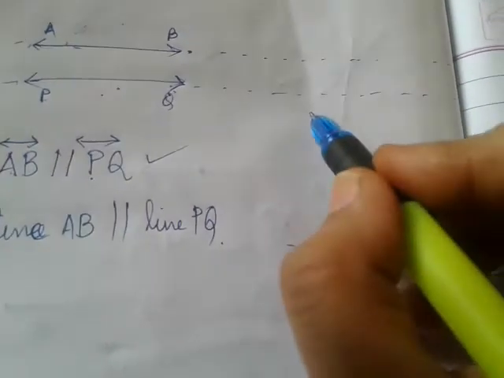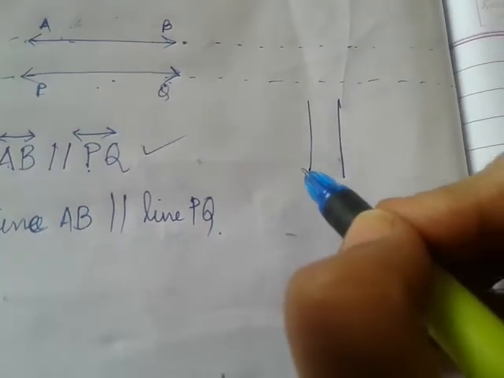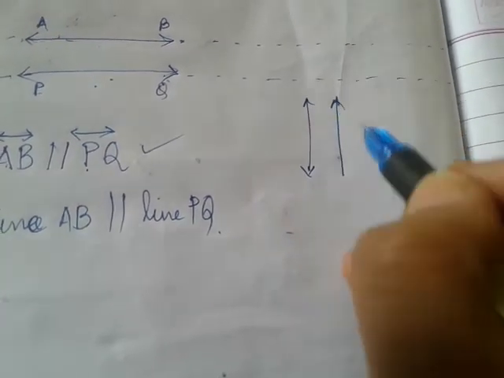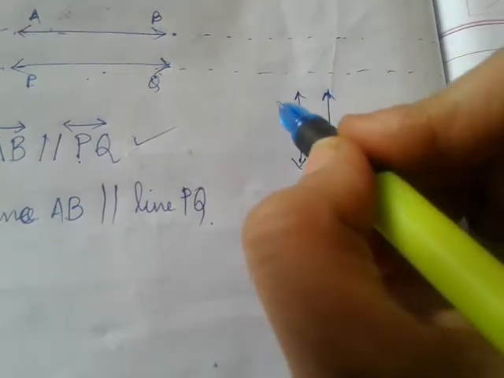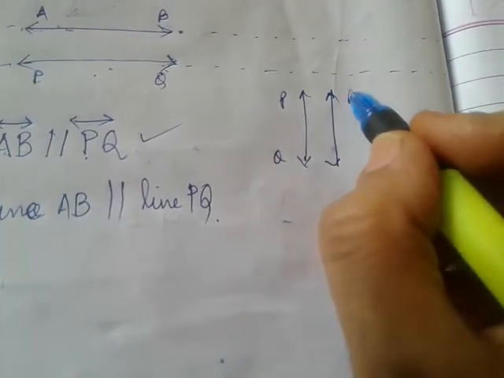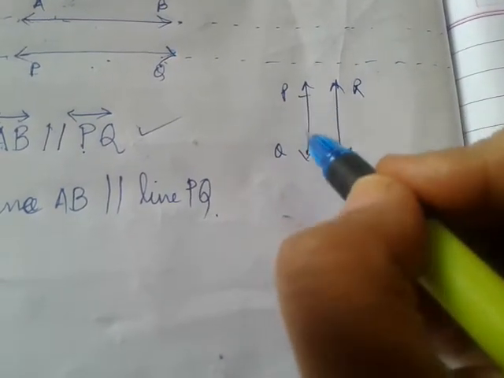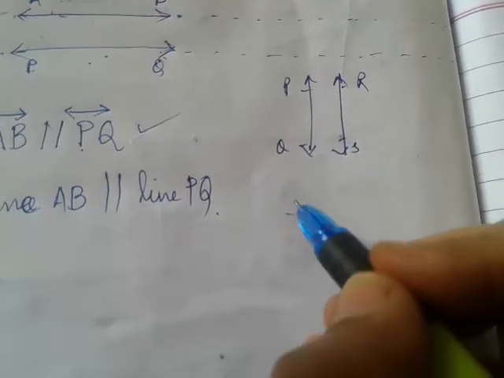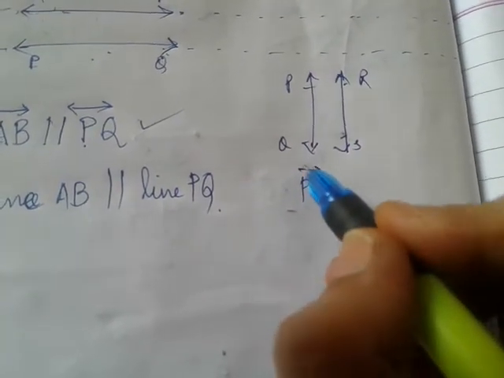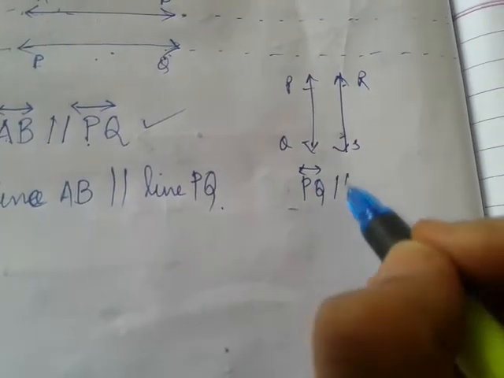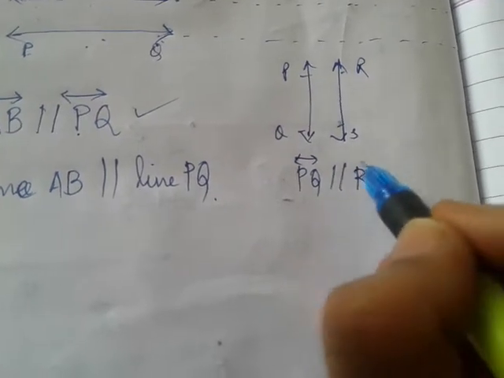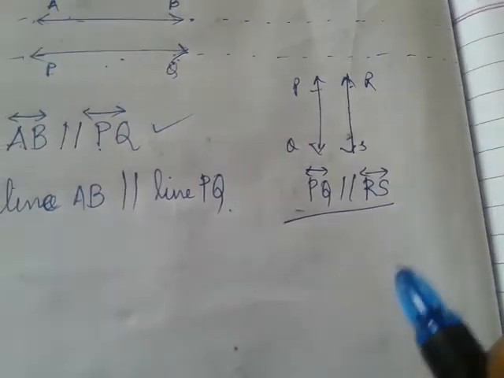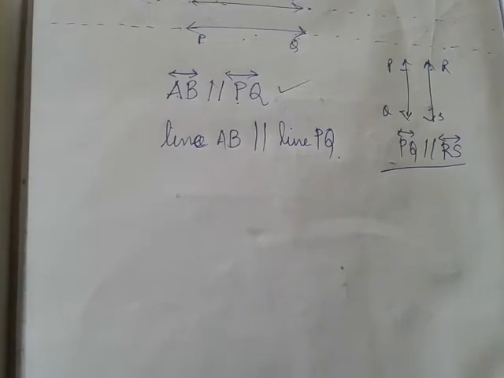Okay, so these are also two parallel lines. So if I write PQ, RS, so line PQ is parallel to line RS. Okay, I hope you have understood this concept of parallel lines.